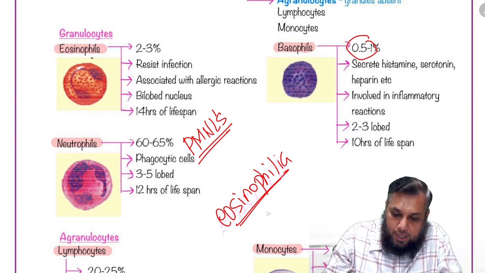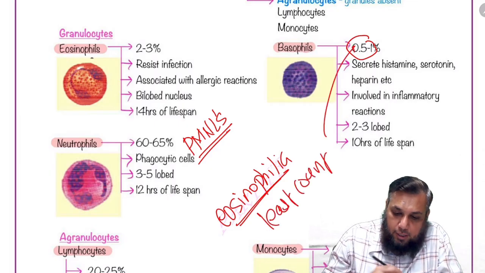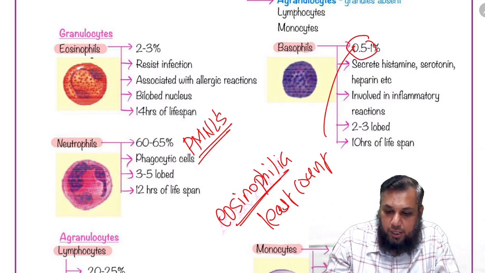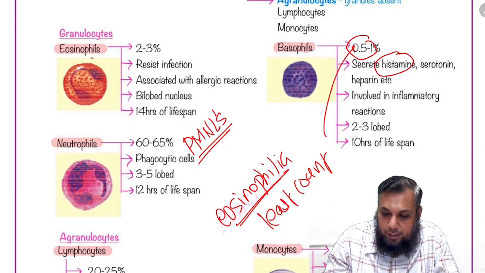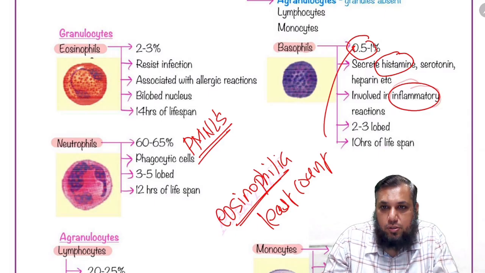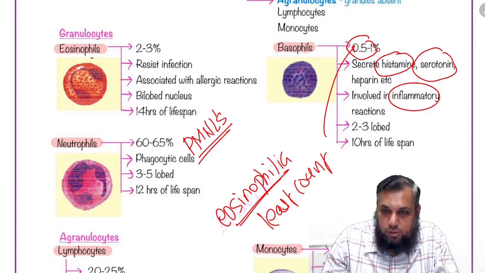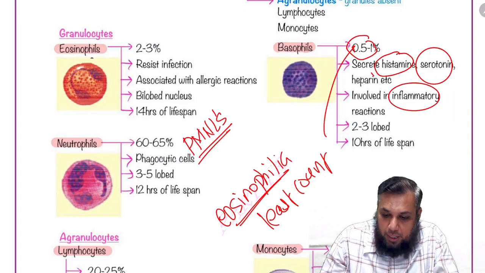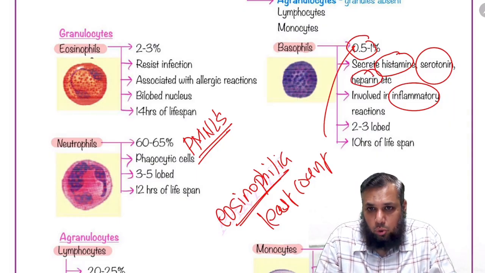If we are asked which has the least count, we will definitely answer basophils. Okay, what do these basophil cells do? They secrete histamine. Histamine is involved in inflammatory reactions. Serotonin, which is a vasoconstrictor, and heparin, which is an anticoagulant.